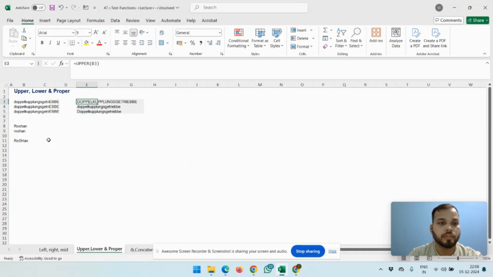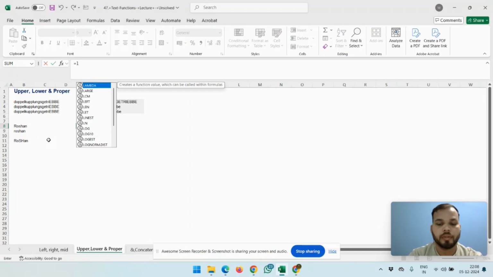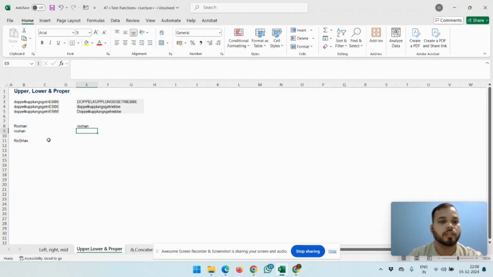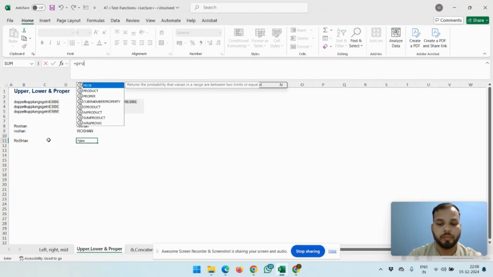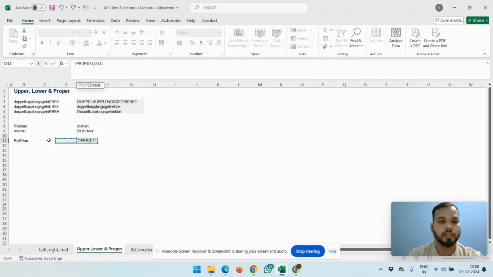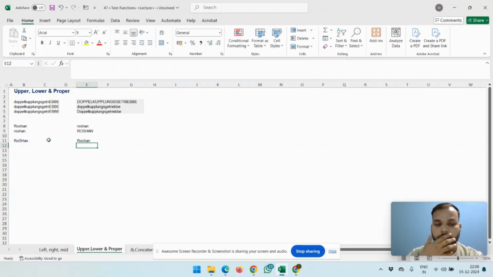Here I want my name in lowercase. This one is lowercase. I want my name in uppercase. And I want my name in proper case, so I use proper case. So these three formulas are very simple and most useful when we are doing formatting.